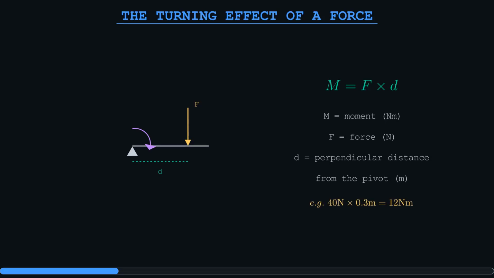A moment is the turning effect of a force about a pivot point. It is calculated as the force multiplied by the perpendicular distance from the pivot to the line of the force. For example, a 40-Newton force acting 0.3 meters from a pivot creates a moment of 12 Newton meters. This is the principle behind spanners and torque wrenches. A longer handle gives a bigger moment for the same force.